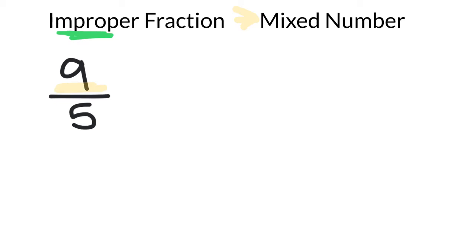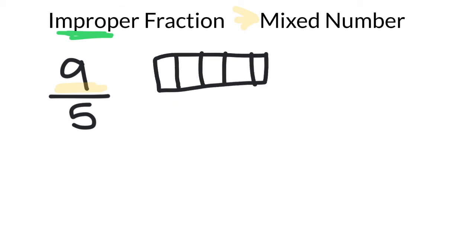There are two strategies that you can use to change an improper fraction into a mixed number. First of all, we can just draw a picture, like we did before. So in order to draw a picture of 9/5, let's start with a fraction bar divided into 5 pieces. And I need to color in 9 of these pieces. 1, 2, 3, 4, 5. That's only 5, and I need to get to 9, so I must draw another bar.